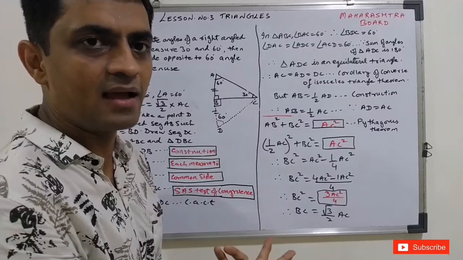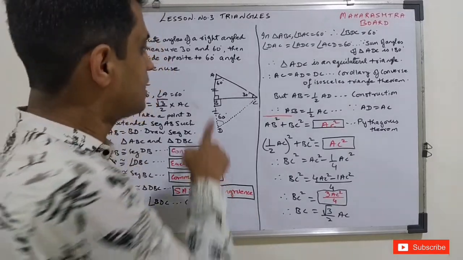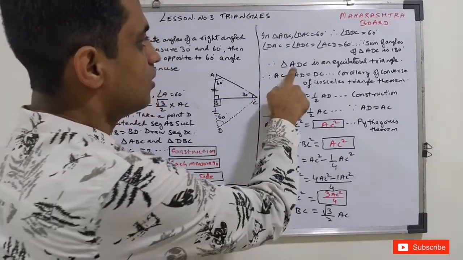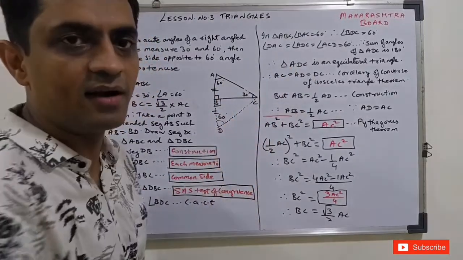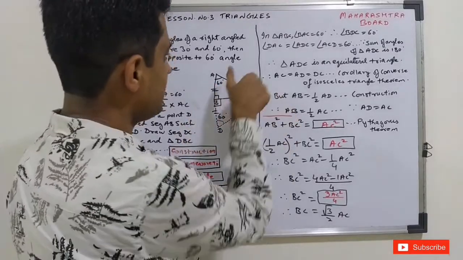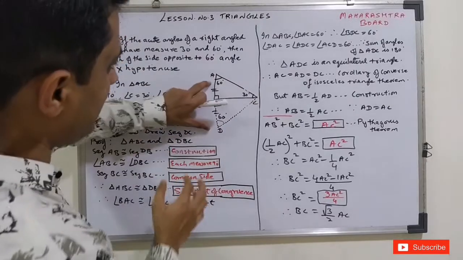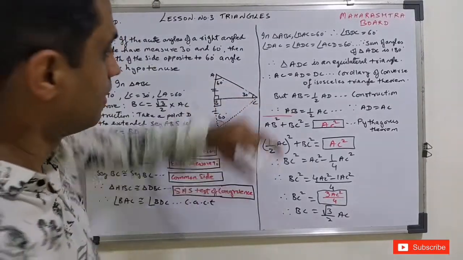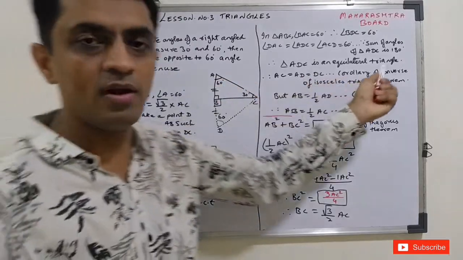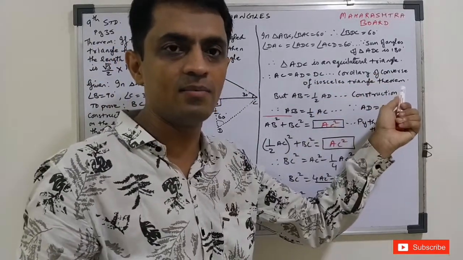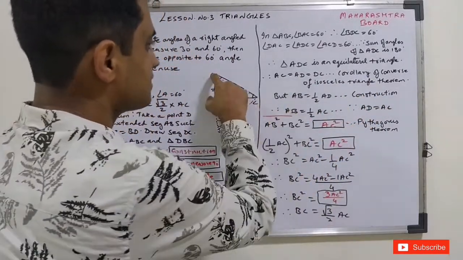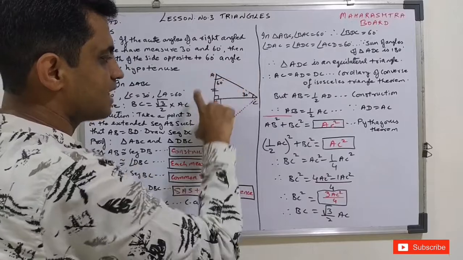The sum of the measures of all the angles in a triangle is 180 degree. If this is 60 and this is 60, how much will the remaining angle be? 60. So this is nothing but an equilateral triangle, because each angle is 60 degree. It means AC is equal to AD is equal to DC, by the corollary of the converse of the isosceles triangle theorem. I have already taught you this. Now, AB is half of AD.